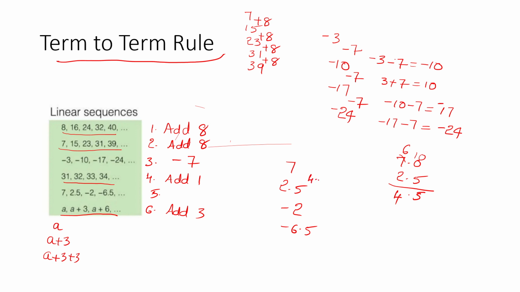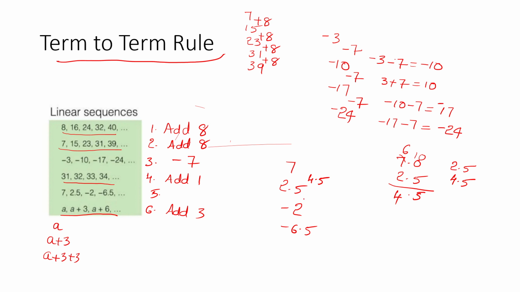That is the difference between these two. Then from this 2.5, I am just checking. I am subtracting this 4.5. Okay. That is 7 minus 2.5. That is 4.5. Okay.